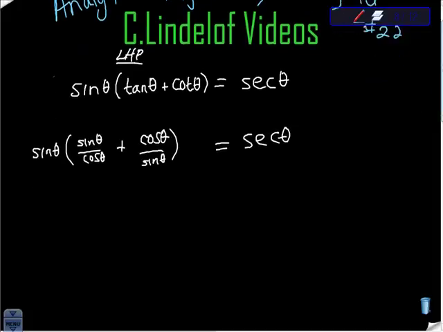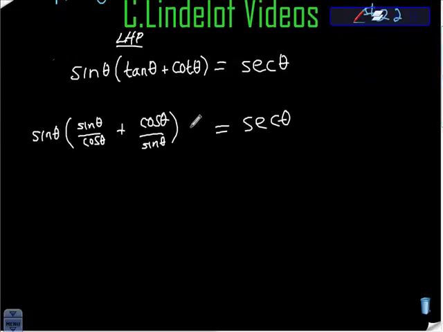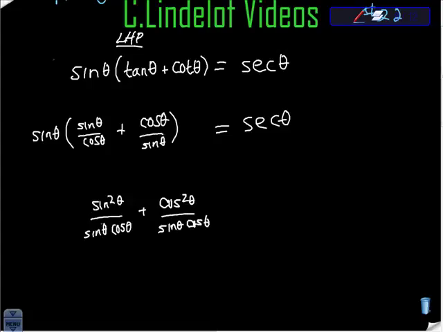From here, you've got to figure out how you're going to do it. It gets better as you do more of them. I want to add these two together, so I'm going to multiply this one by sine over sine and this one by cosine over cosine so I have the same denominators. That gives me sine squared theta over sine theta cosine theta, plus cosine squared theta over sine theta cosine theta.